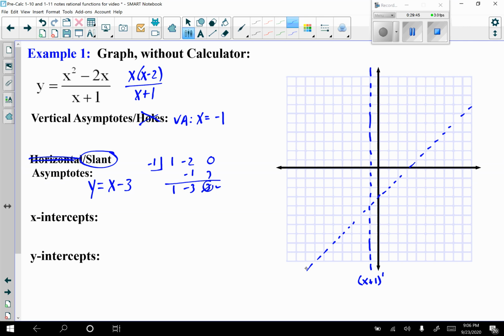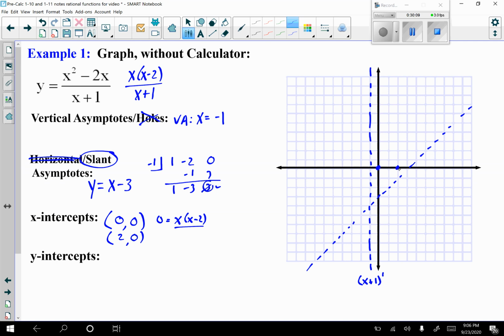All right, x-intercepts, plug in 0. Look at the numerator. The numerator is x times x minus 2 equals 0. Don't worry about the denominator. 0 is the first one, but there's another one. 2, we have two x-intercepts. It's okay to have more than one x-intercept. One at 0, 0, one at 2, 0.